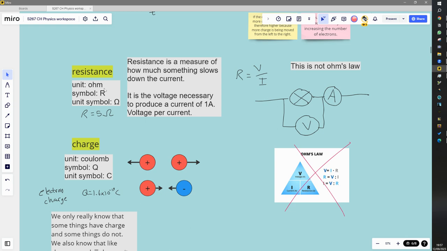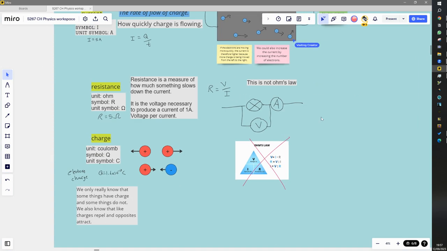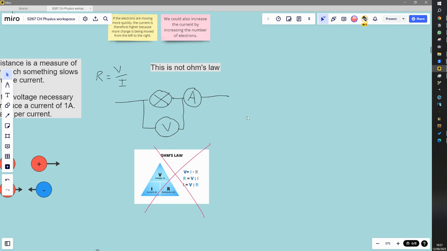Just briefly then, what is resistance? Well, in basic terms, we can say it's a measure of how much it slows down the current. More specifically, we can say it is the voltage necessary to produce a current of 1 amp, because it's the voltage per current. Now, what is Ohm's law then? If this isn't Ohm's law, what is it?